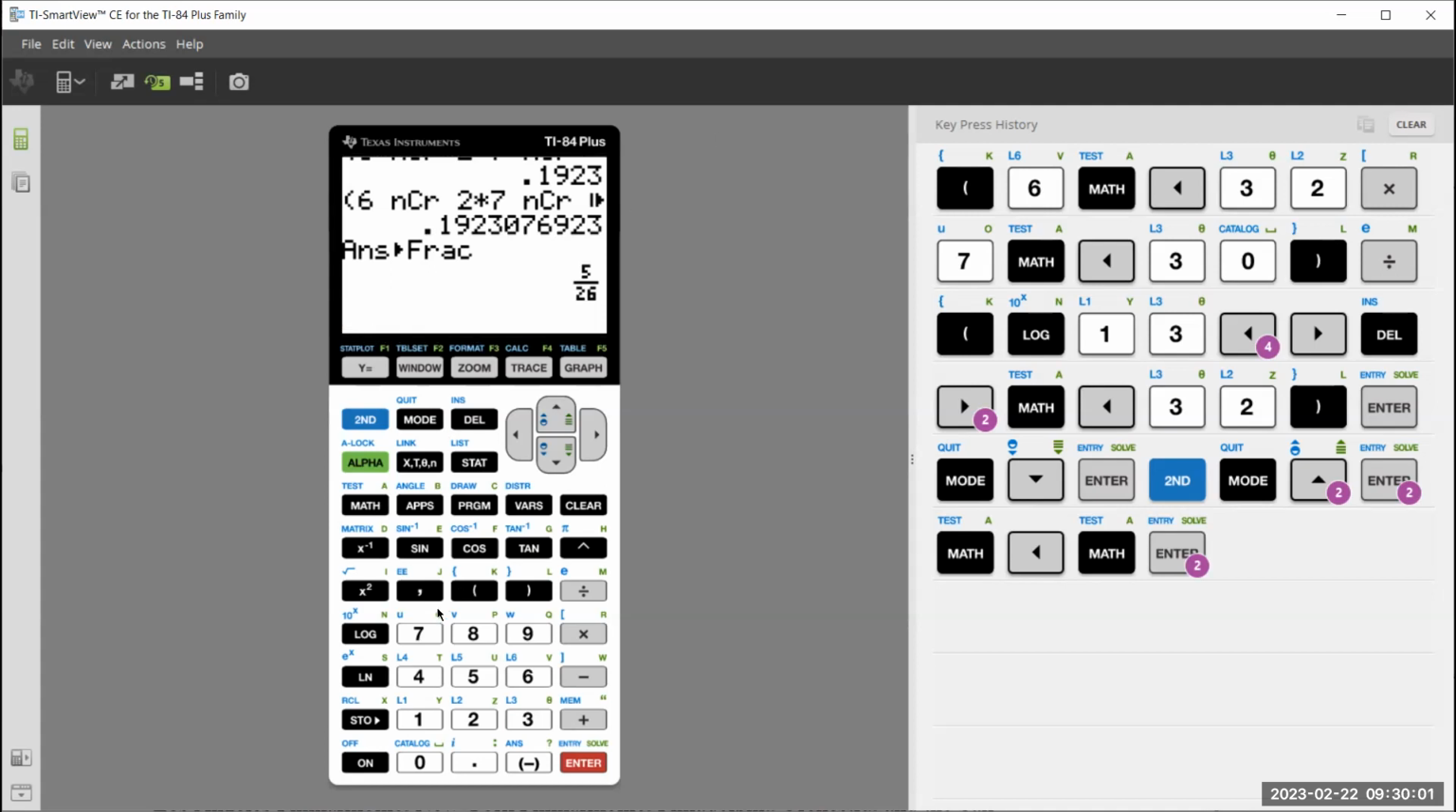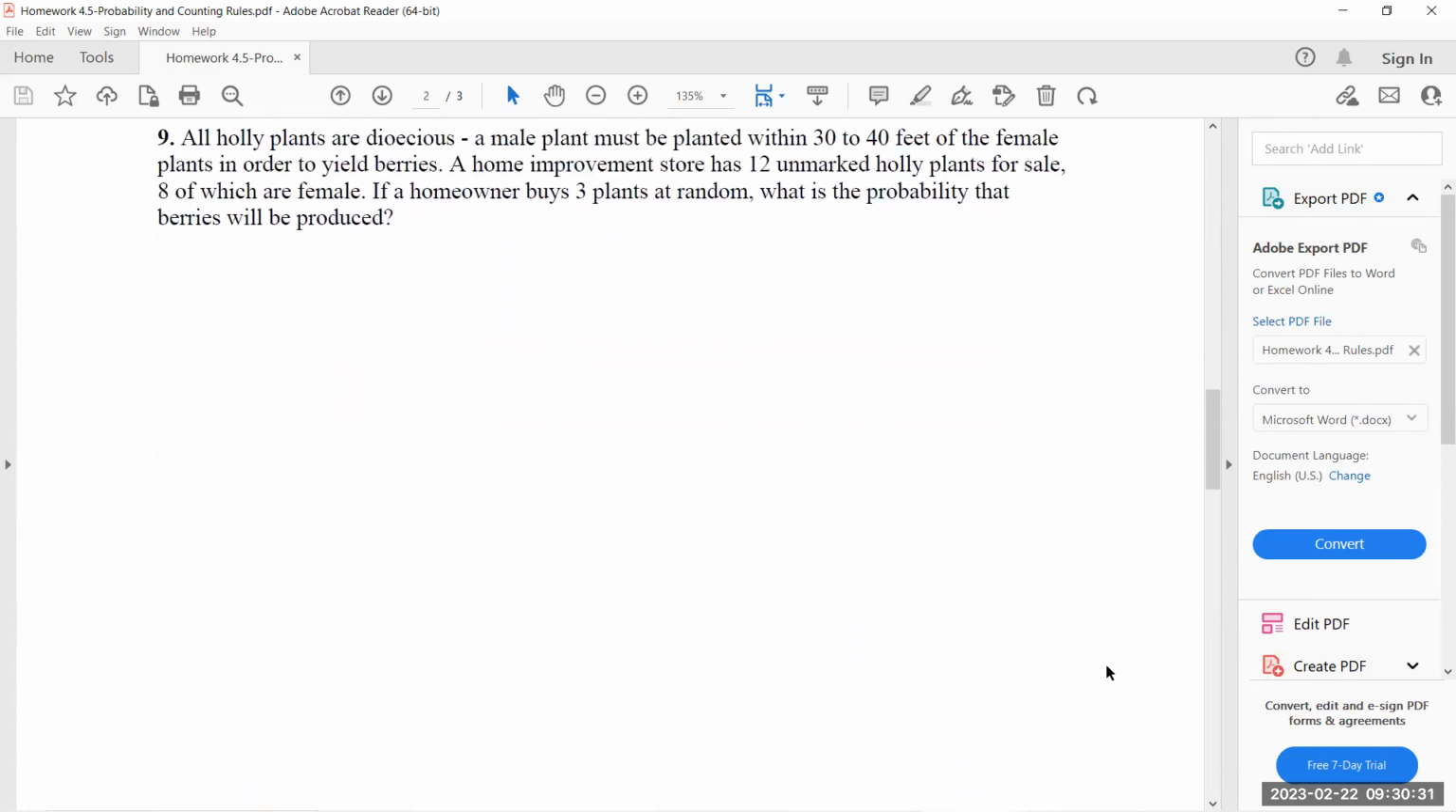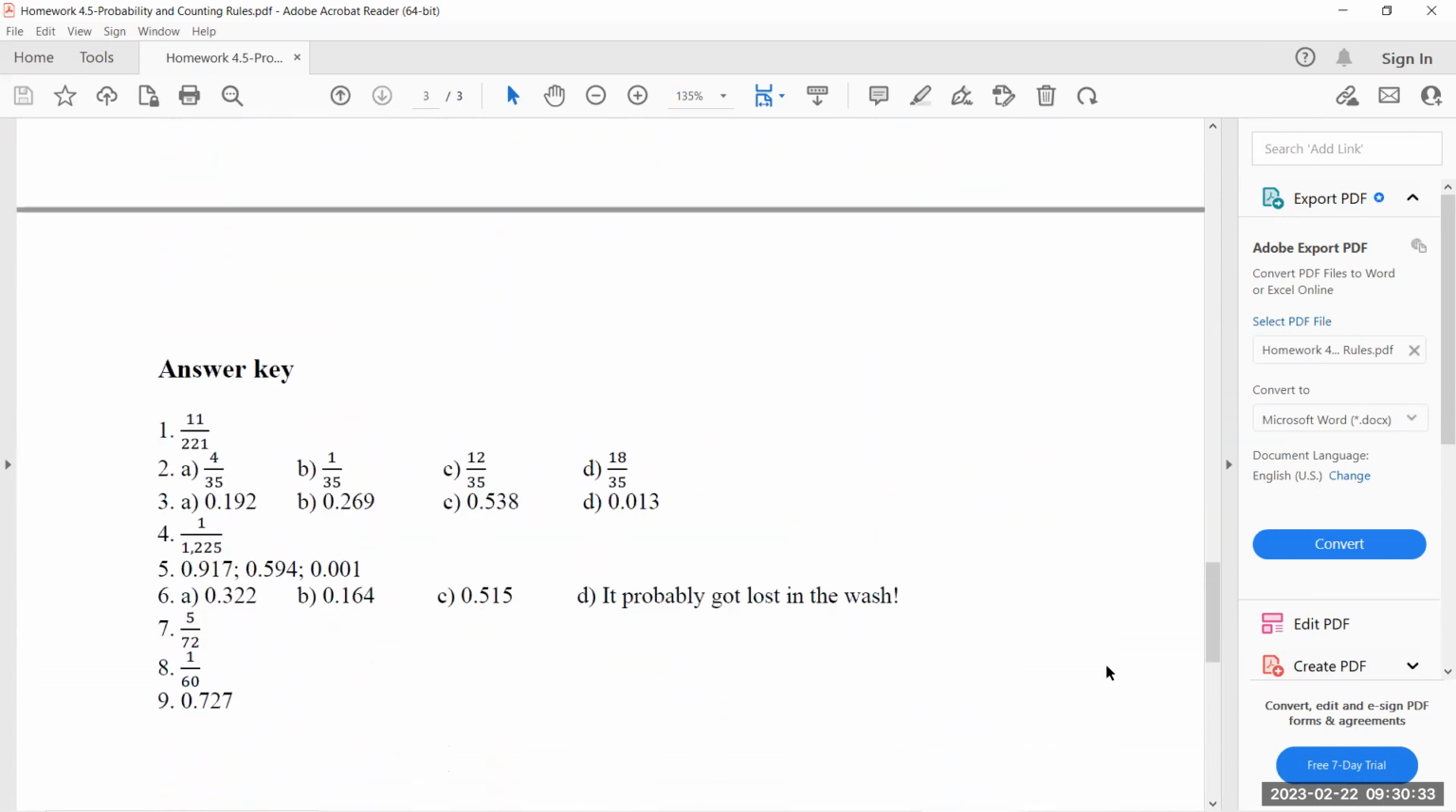So let's go back here. I'm not sure which form the answer she has on the key, but let's take a look. This is problem number 3. Yeah, 0.192. So she rounded this to 2 places.